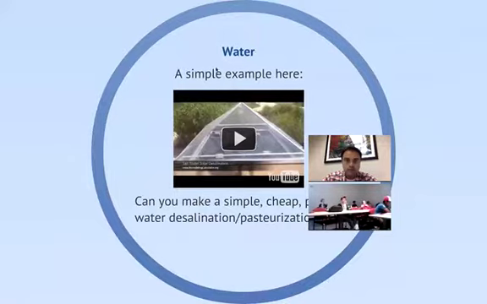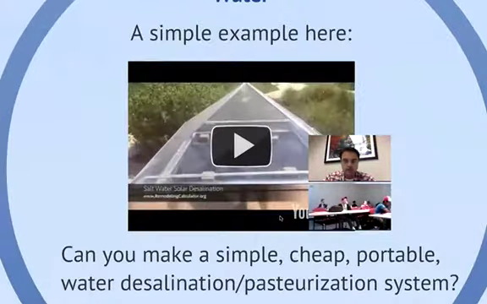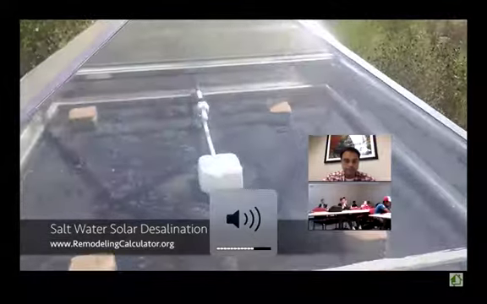First, the problem of water, which to me is one of the most important problems, as I said many times before. We'll see a simple example here, but the question is, can you, or whoever the team is, make a simple, cheap, portable system for desalination, pasteurization, whatnot. Let's take a quick look at this example.